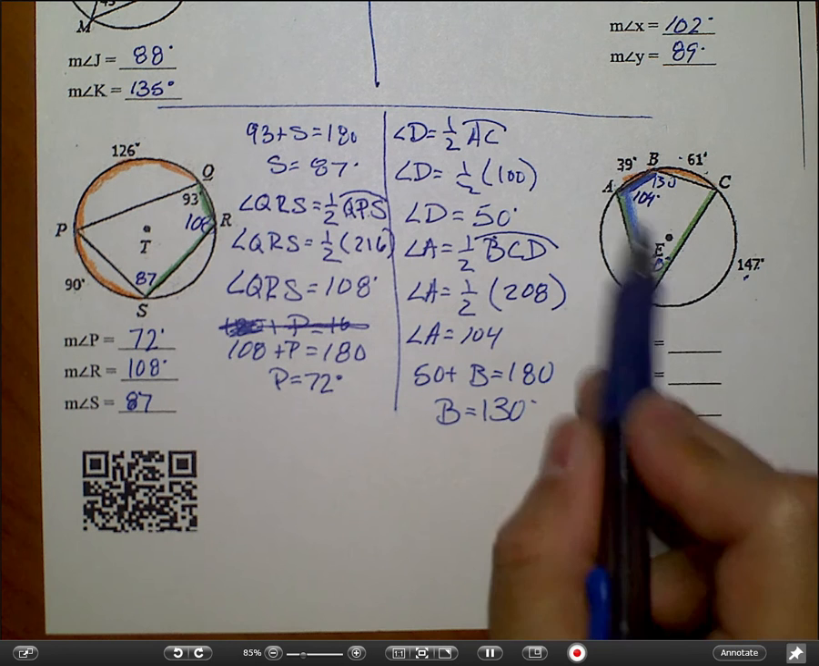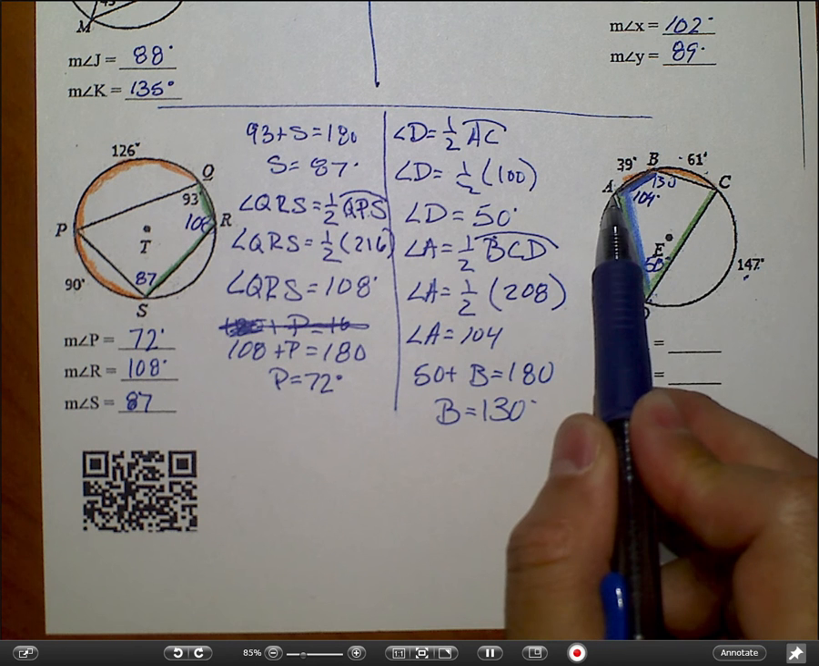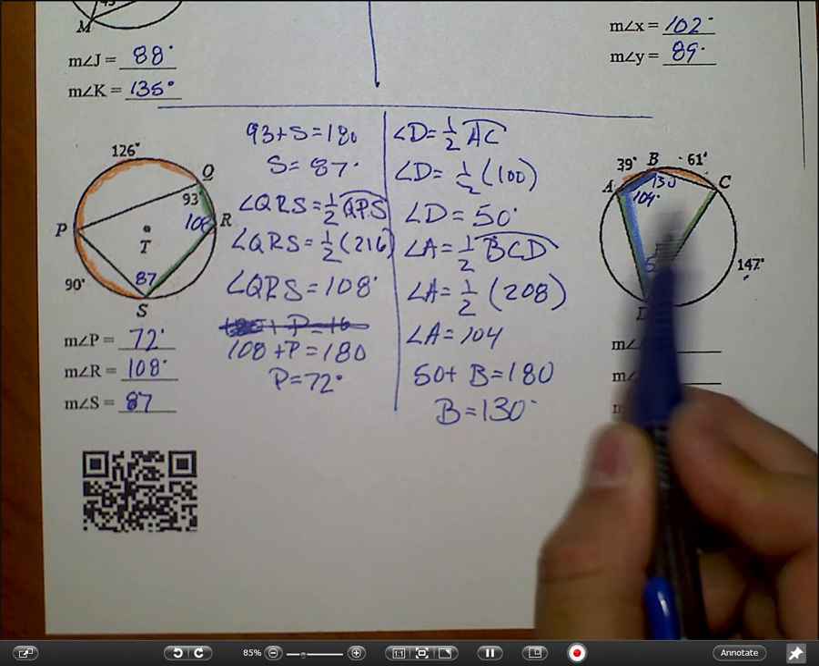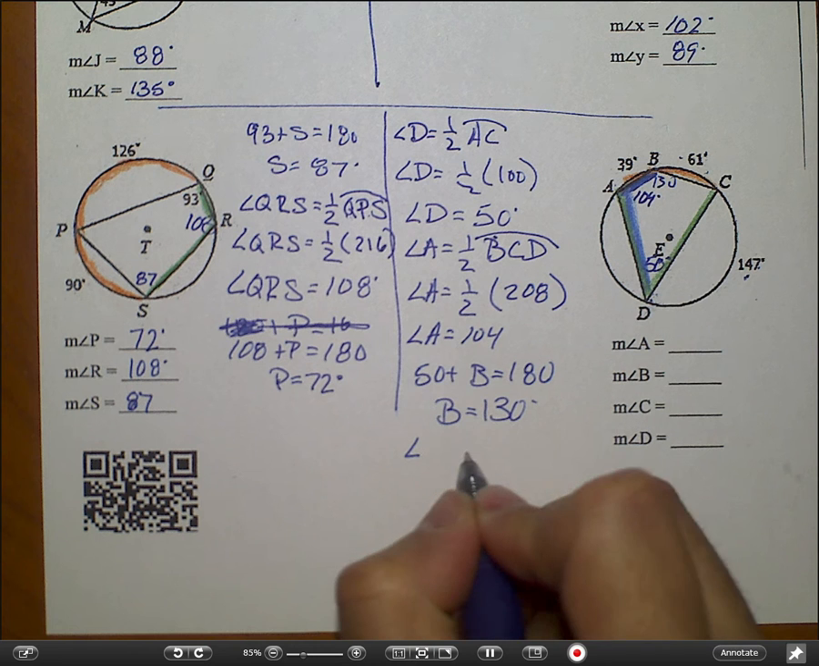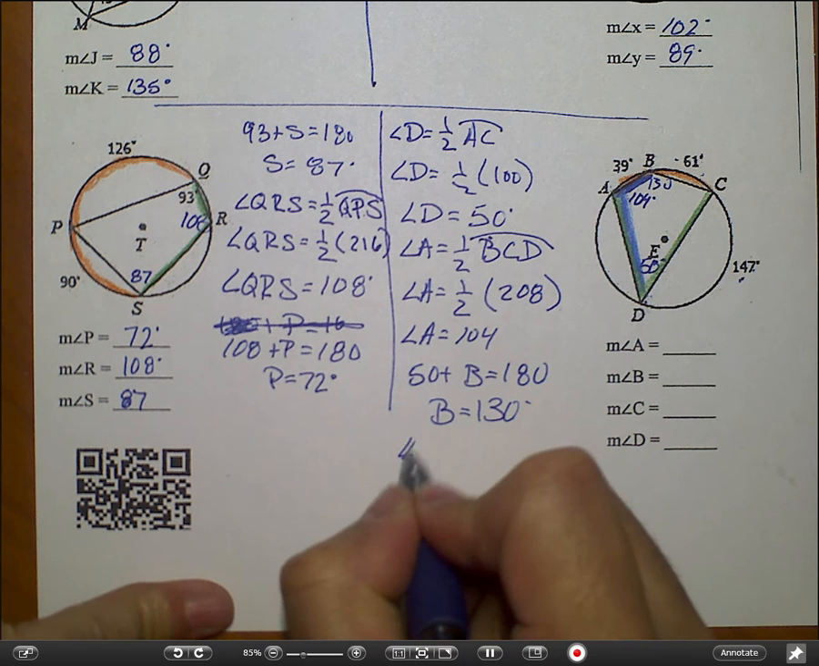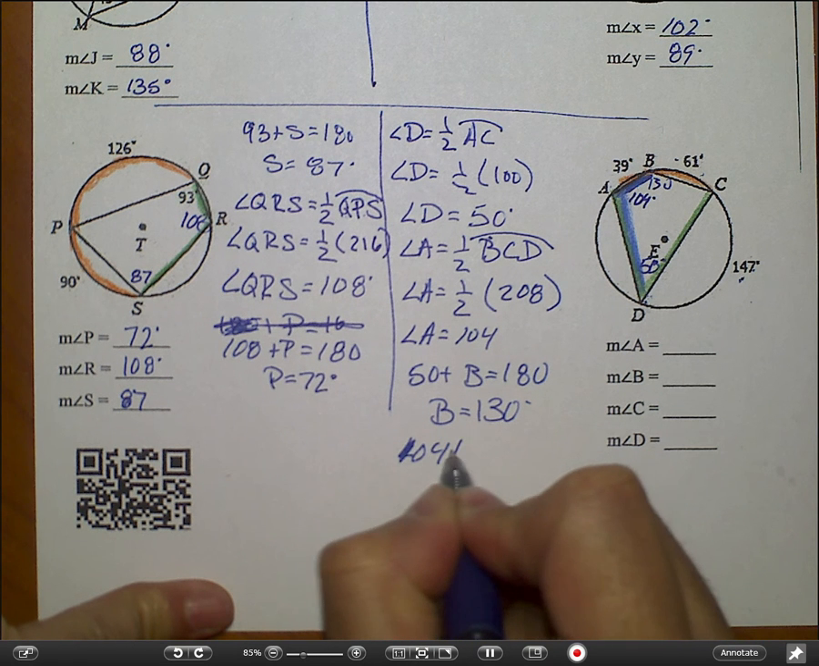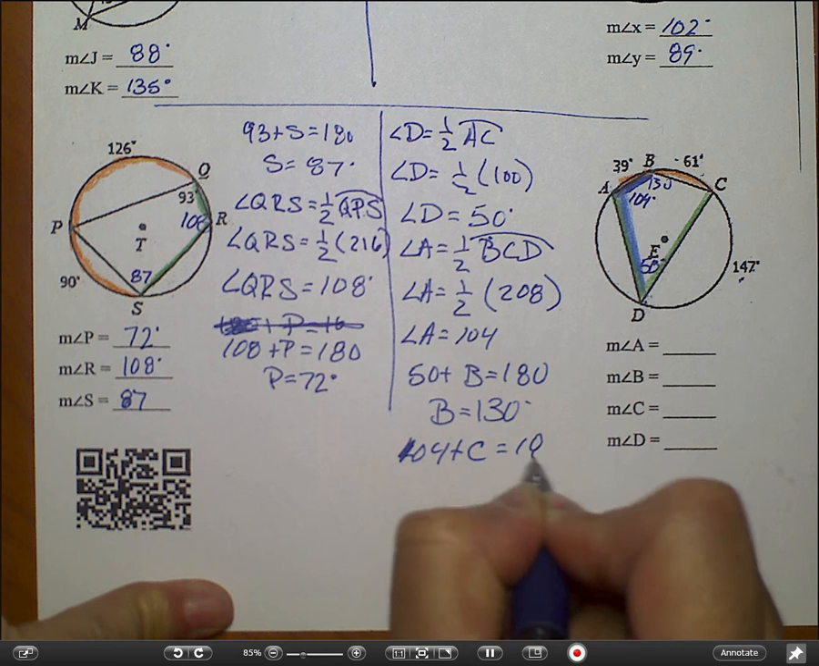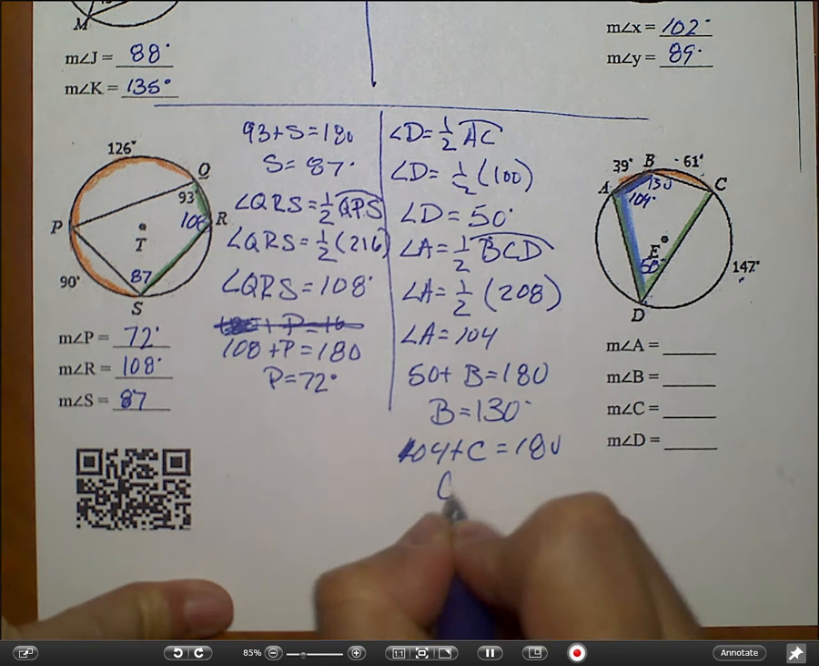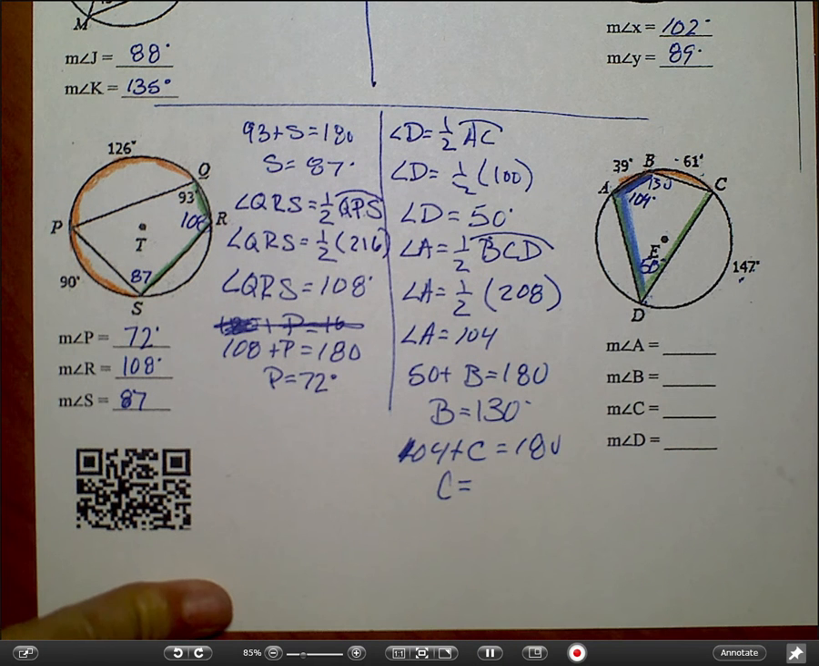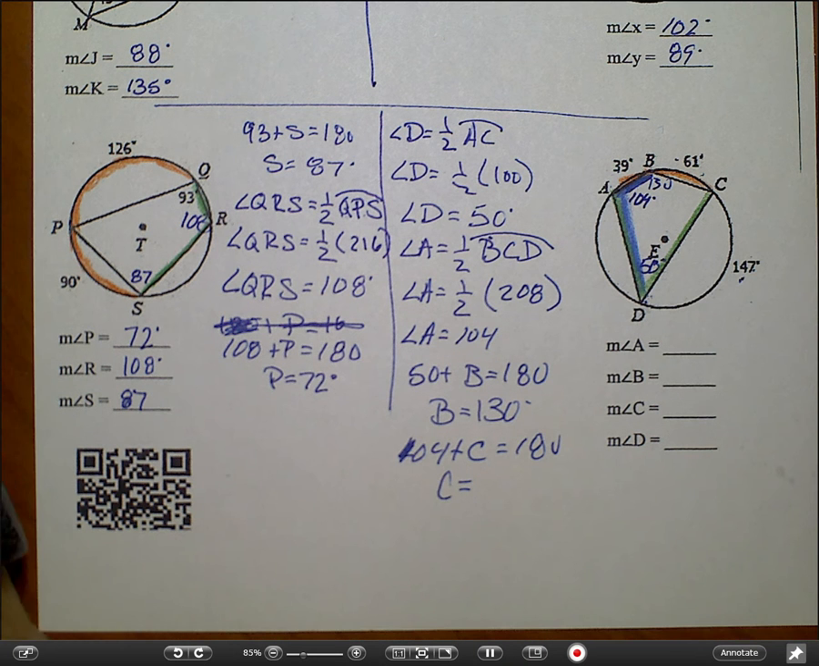What angle is opposite A? C. So we can say 104 plus C equals 180. So C is 76.